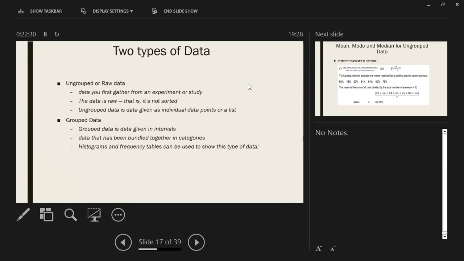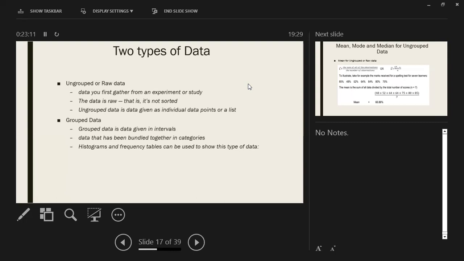We said there's what we call ungrouped or raw data, and there's what we call grouped data. And I gave you an example of a lecturer that is coming into the lecture room, right? Grouped data is when he comes and says, those with a shoe size of 7 stand up. Then he writes down those with the shoe size of 7. So he is gathering the data from the experiment or study. He hasn't sorted or grouped it yet. The data is still in individual data points or as a list. So that is ungrouped data.